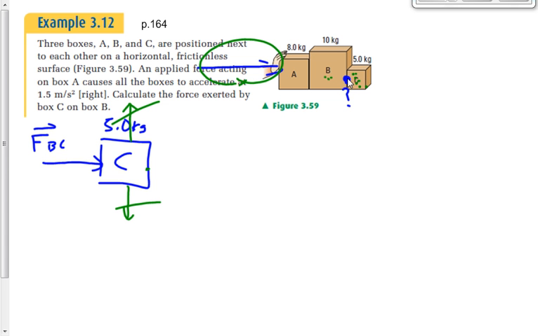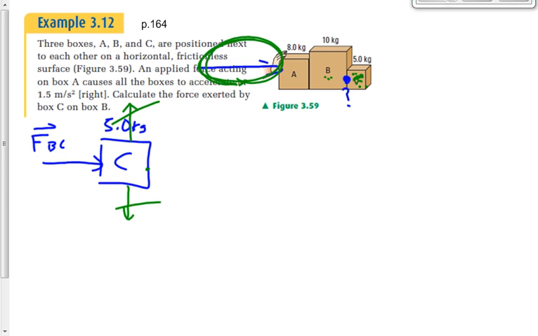This applied force is not acting directly on C. That's acting on the big semi-truck itself. The force between the wheels and the ground, they're acting on the semi-truck. They're not acting directly on that box of ice cream. There's only these three forces that act on this box of ice cream, or whatever it is, and two of them cancel.